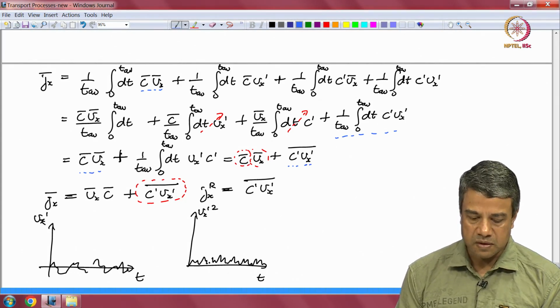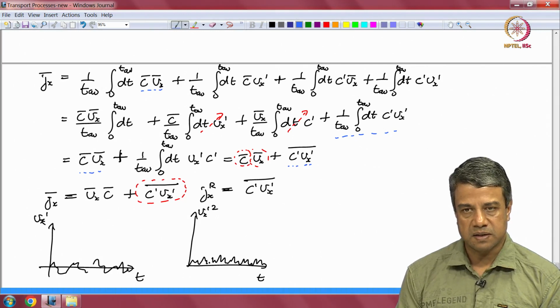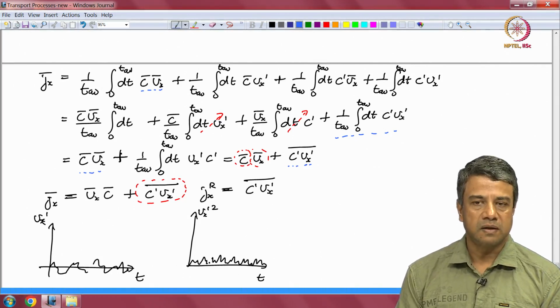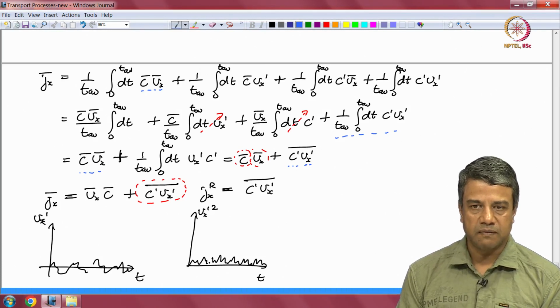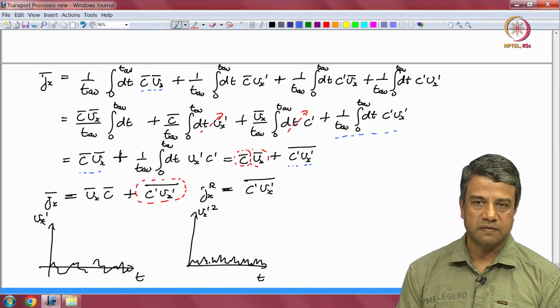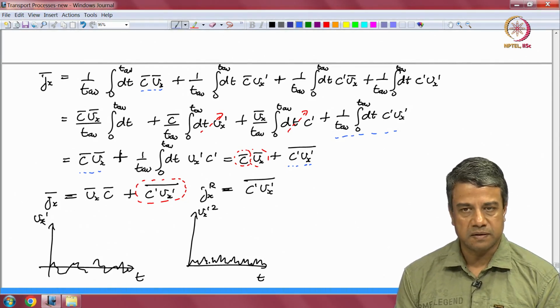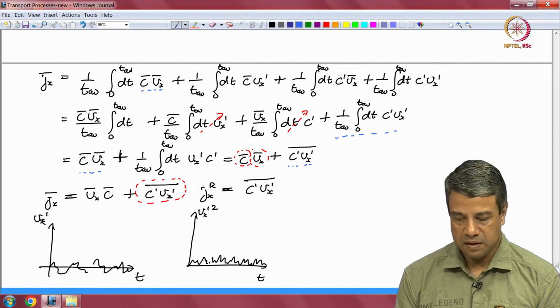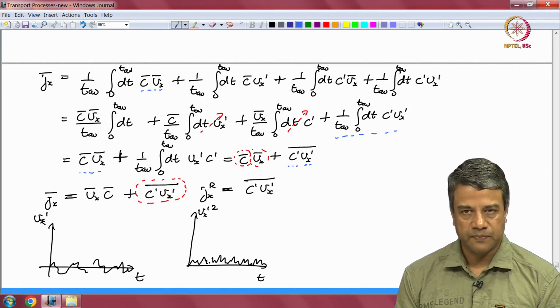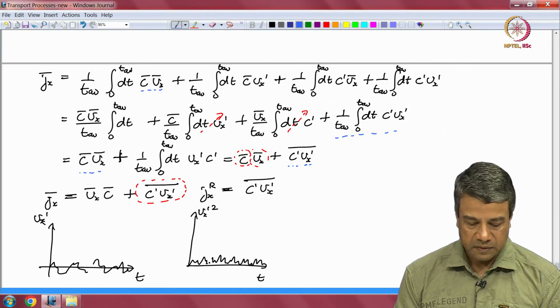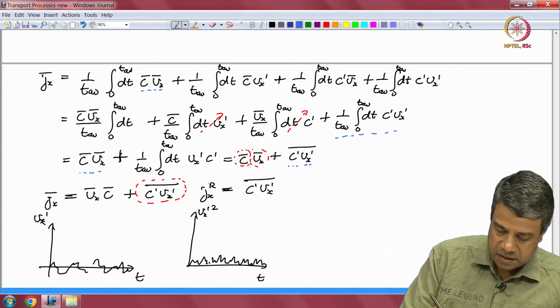That is the contribution to the flux due to the fluctuations, due to the correlation in the fluctuations. You will get a non-zero value if V x prime is positive more often when C prime is positive and vice versa, or where V x prime is positive when C prime is negative and vice versa. So, if there is a correlation, then you will get a non-zero value, and that is the dispersion flux. It is also called the Reynolds flux, J r.